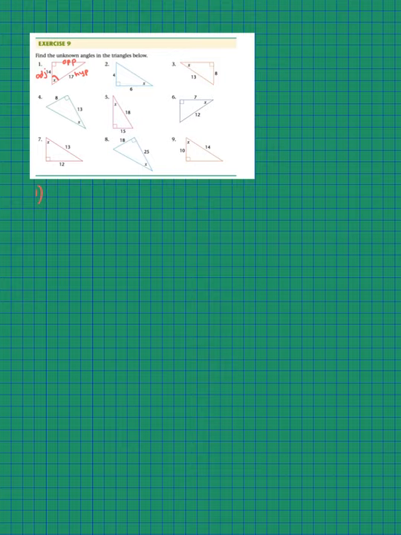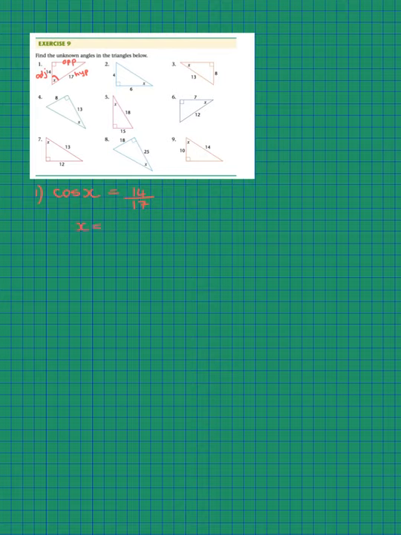So what ratio do I form? Which trig function do I get? Adjacent over hypotenuse. We know that that is cosine. Cos of your angle, cos of x in this case, is equal to adjacent over hypotenuse. Now we need to solve for x, where x is an angle.